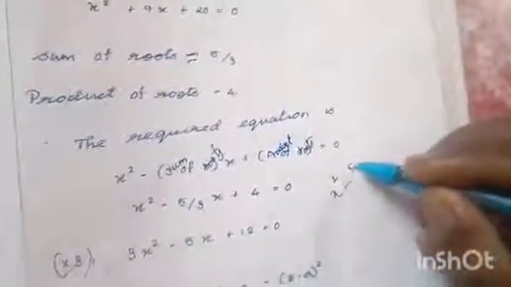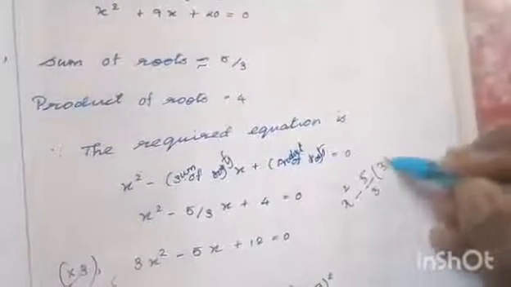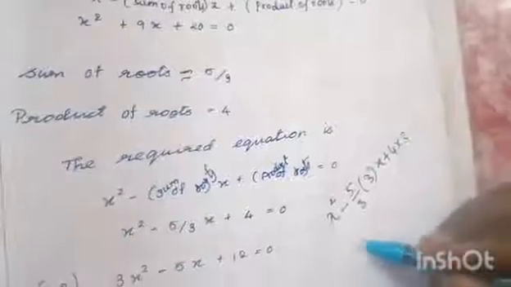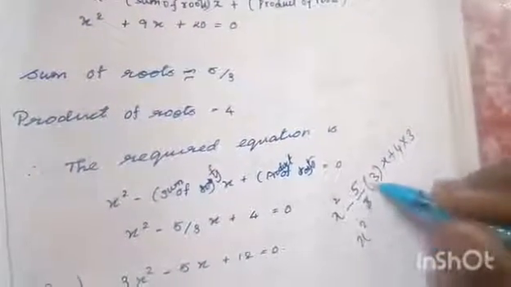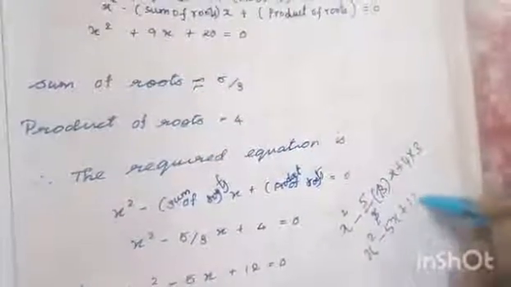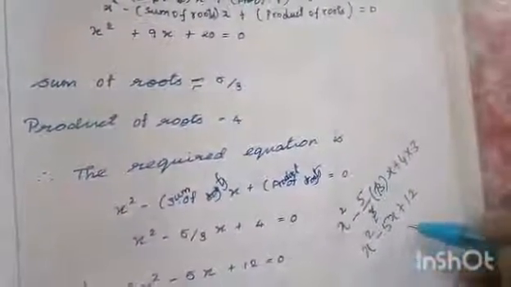So that is, students listen, for multiplying by 3, that is x square minus 5 by 3 into 3x plus 4 into 3. So that is x square, 3 cancel, so that is minus 5x plus 12. So x square minus 5x plus 12 is equal to 0.